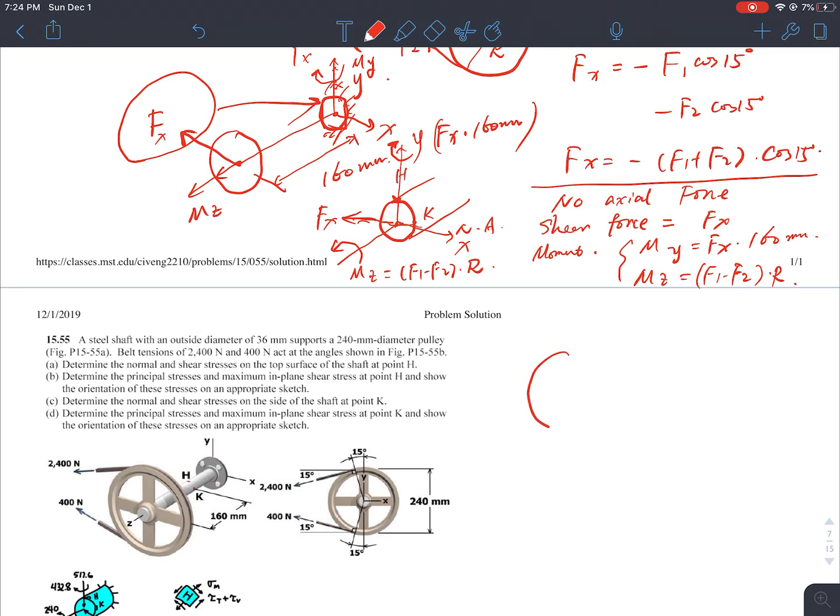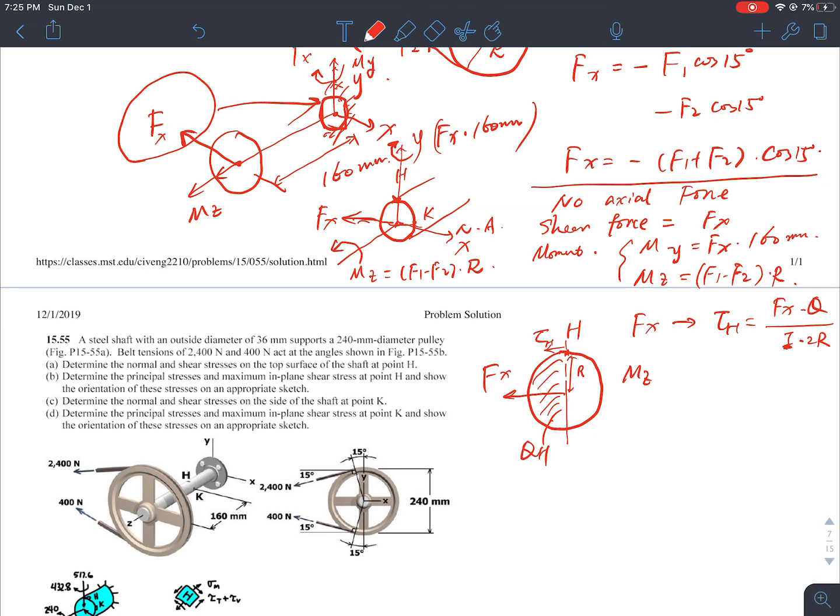Now after I find all these external forces, let's take a look at the cross-section here, and see what kind of stress I will generate. On the top, I have H. The shear force Fx, don't forget, is going this way. So the shear force will give you a shear stress tau H. So tau H equals Fx Q over I b, where Q is the first moment of area, I is the moment of inertia for the circular section, and b in this case is 2R. So Fx will give you the shear stress tau H. How about the bending moment in the Z direction? The bending moment in the Z direction is actually acting as a torsion. So tau H will also see a torsion component from Mz, that is Mz multiplied by distance r and divided by J.